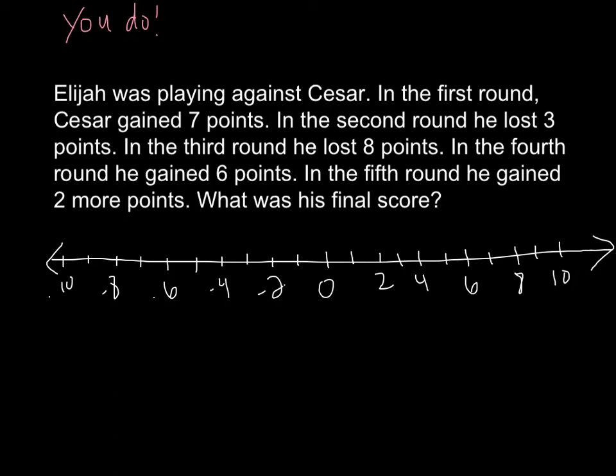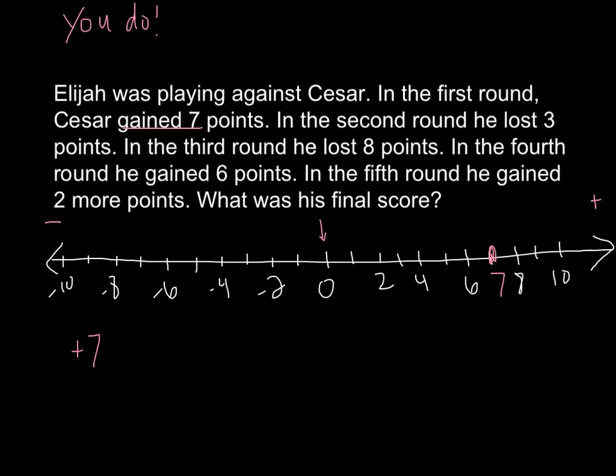All right, we're going to start at 0, of course, because both of them start with no points. In the first round, Caesar gained 7 points. We'll gain as a positive. Gain 7. And positives go this direction. Negatives go this direction. So he started at 0 and gained 7. 1, 2, 3, 4, 5, 6, 7. So he is sitting here at positive 7.